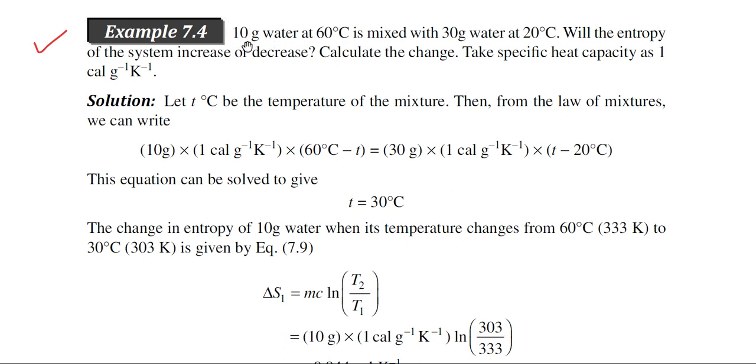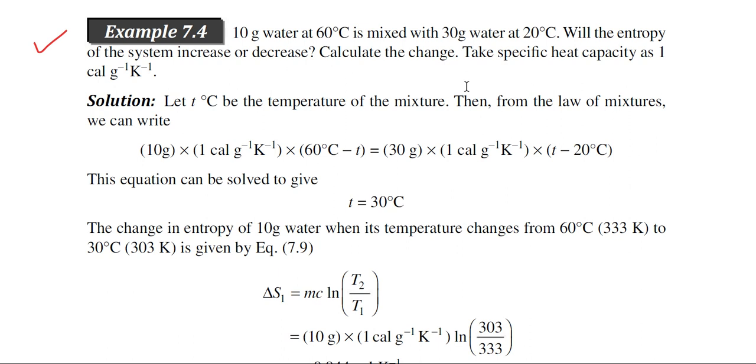So, 10 gram water at 60 degree centigrade is mixed with 30 gram water at 20 degree centigrade. So, what will happen? A mixture will be produced, and we have solved several problems regarding this type of mixture in higher secondary classes. We know that if we mix these two systems, there will be exchange of heat between them, and at equilibrium a common temperature will be reached.